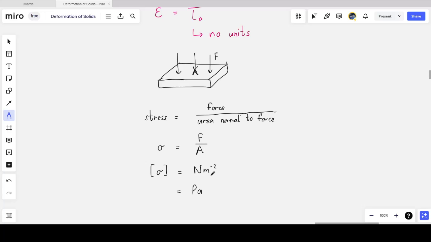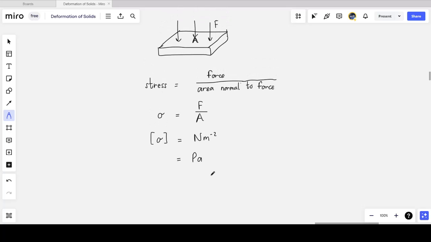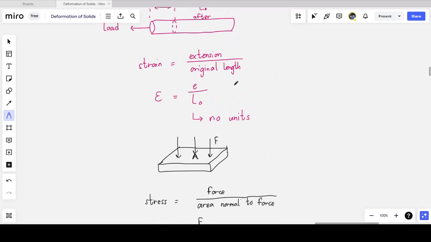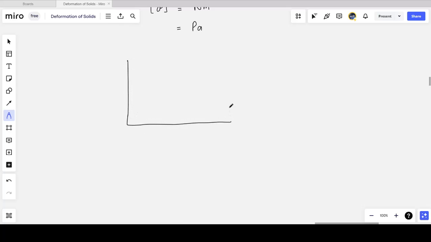If I have a high force, I have a high stress. Also, if I have a smaller area, I have a higher stress. So it's kind of equivalent to pressure. Actually, it is equivalent to pressure, but for a solid. And what we find is that stress is related to the load, to the force, and strain is related to the extension. And so there's a similarity in the graphs of load against extension and the graph of stress versus strain, because of their relationships with load and extension.